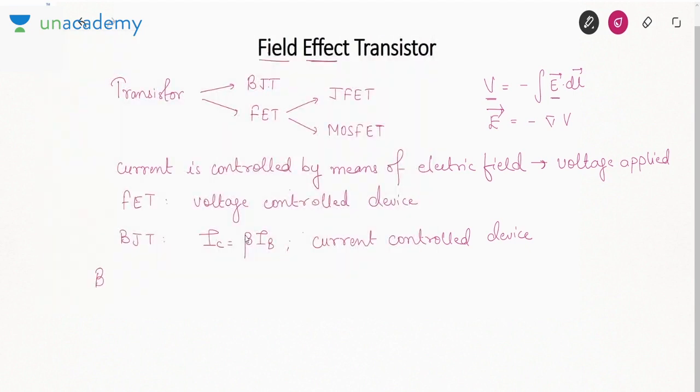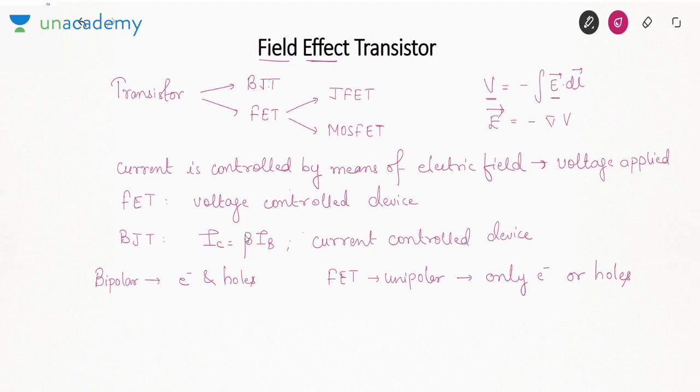Similarly, in BJT I told you the meaning of bipolar. Bipolar means both electrons and holes were a part of conduction. Whereas when we talk about FET, it is unipolar, which means only electrons or holes. Means both will not be a part of conduction, either electrons will be a part of conduction or holes will be a part of conduction. So that is the major difference when we talk about FET with respect to BJT.